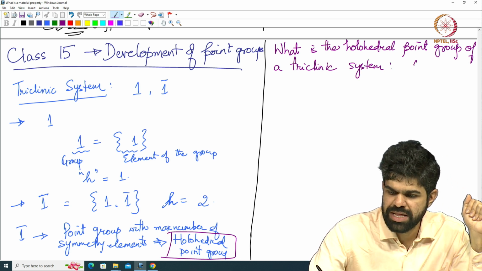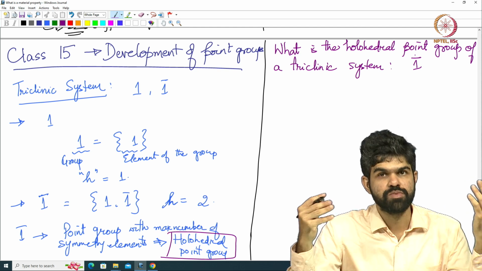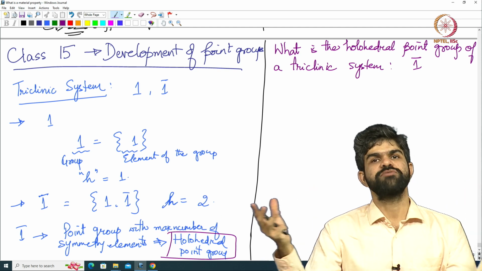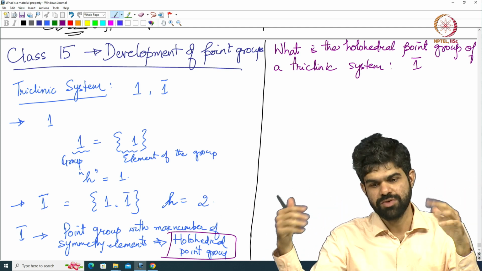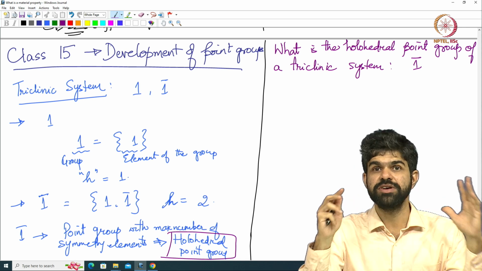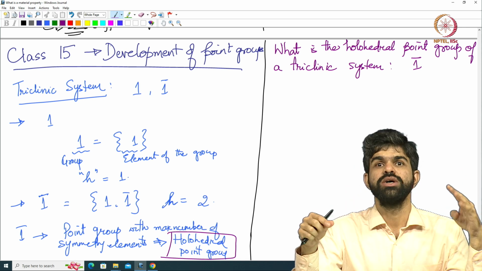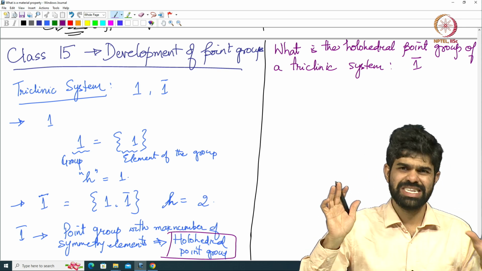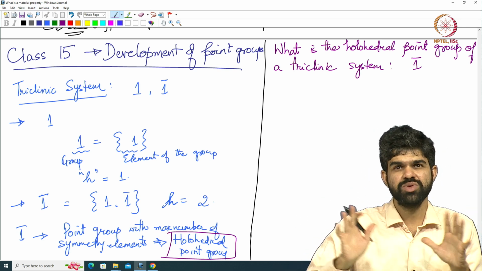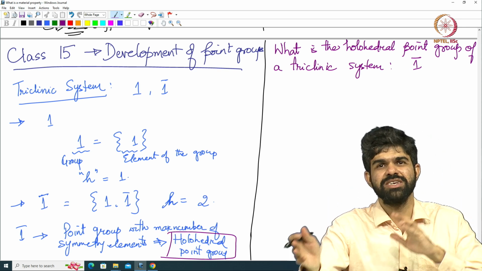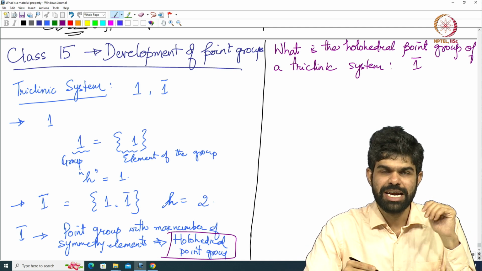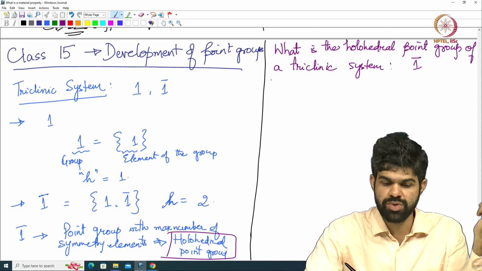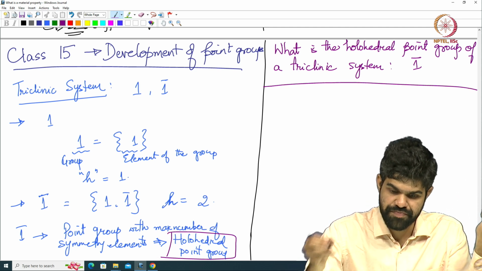I am going to say that is 1 bar as a point group, right. 1 bar consists of two different operations, h equal to 2, and these two operations are 1 and 1 bar. Okay. So, it's a bit trivial right now. I am using the same notation, 1 for an operation, 1 also as a group, right. It becomes clearer when we go to a more sort of monoclinic system, right.